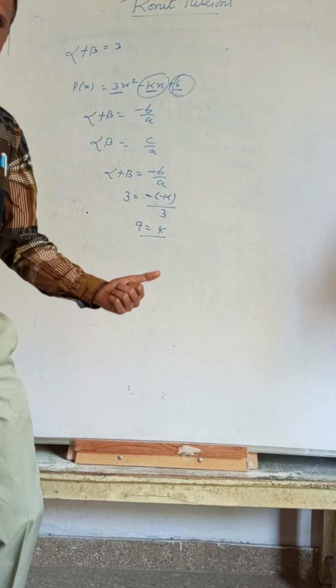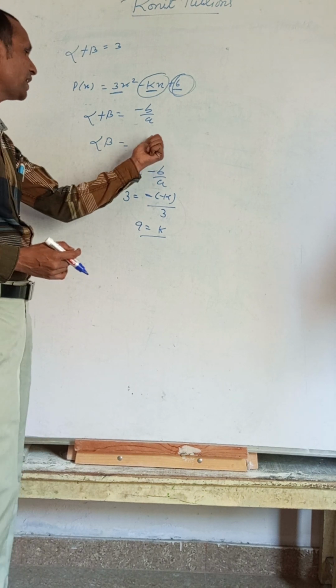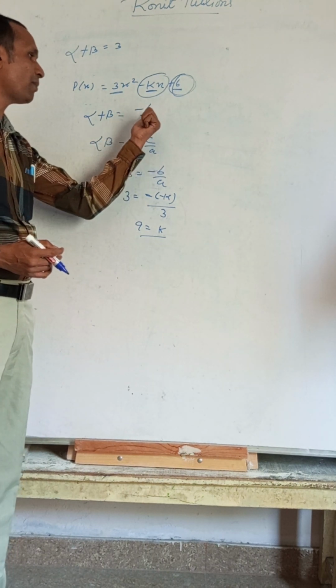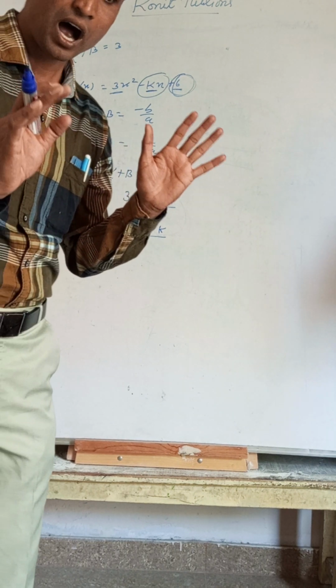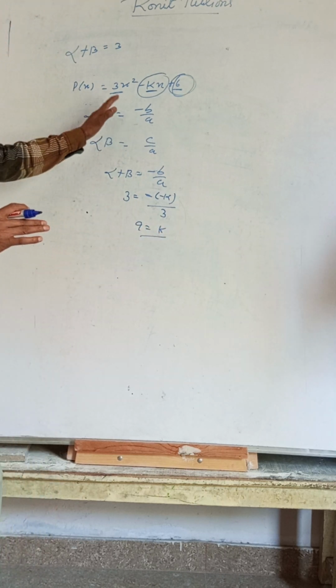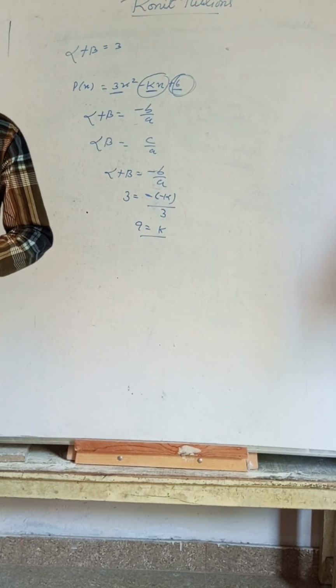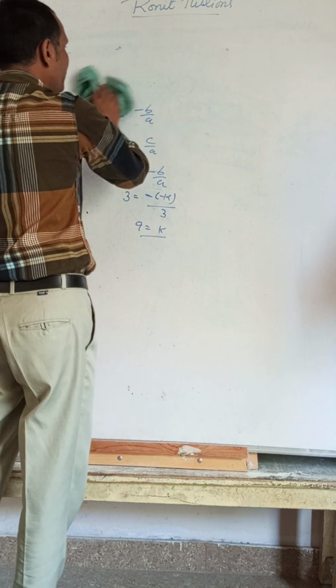The product of the zeros of the polynomial is called alpha beta, and that formula is c by a, while the sum is minus b by a. In a quadratic equation, the highest power, the degree, is always 2. For a cubic polynomial it will be different later. Next question we are going.